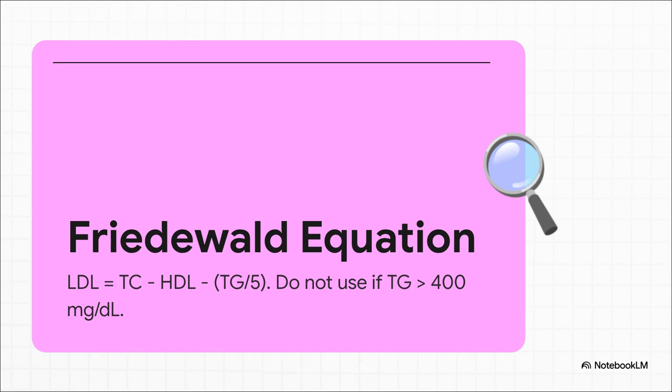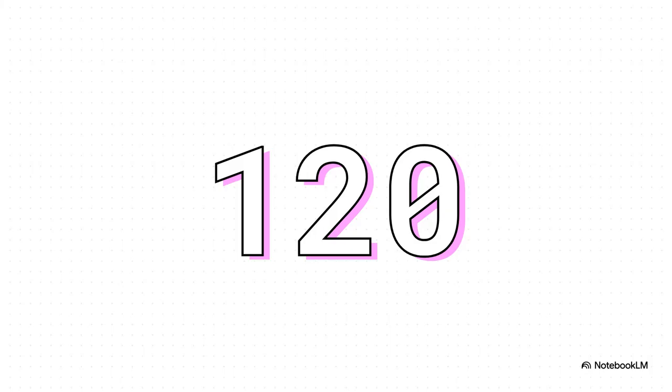But again, the test makers love to see if you're actually paying attention. Here's the massive trap. If the patient's triglycerides are strictly greater than 400 milligrams per deciliter, this equation becomes completely invalid. Stop right there. In clinical practice and on the exam, that's your immediate cue to just order a direct LDL. But if the triglycerides are under 400, here's your solved example.